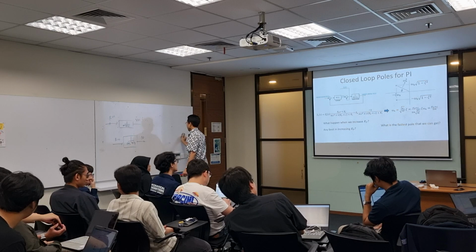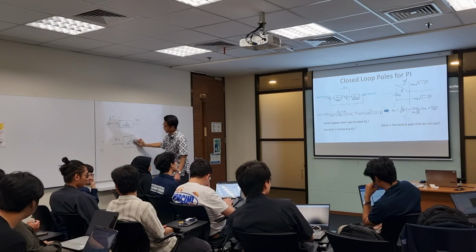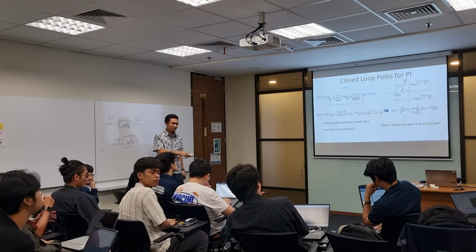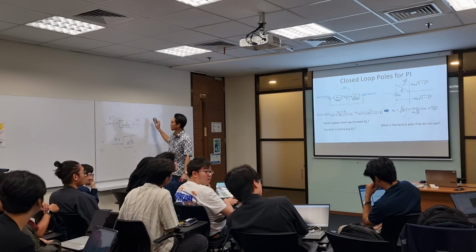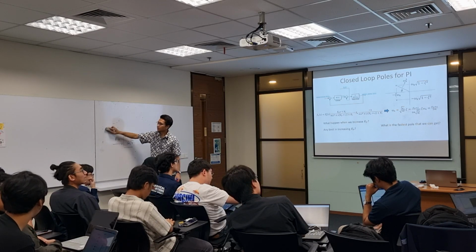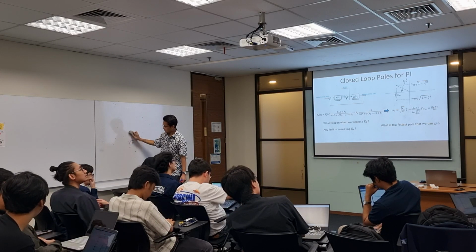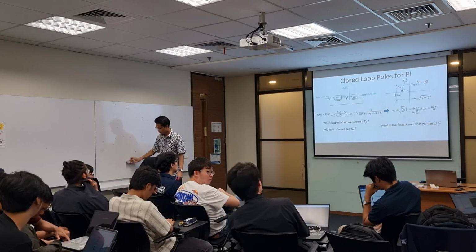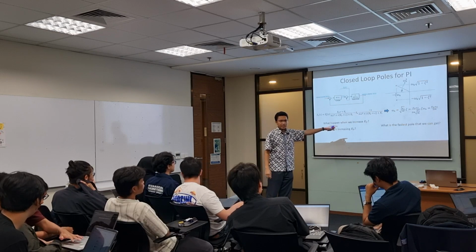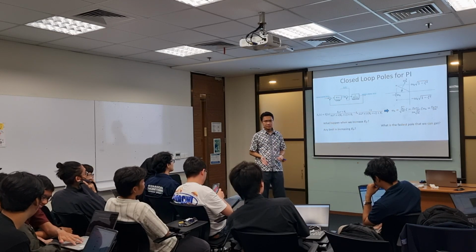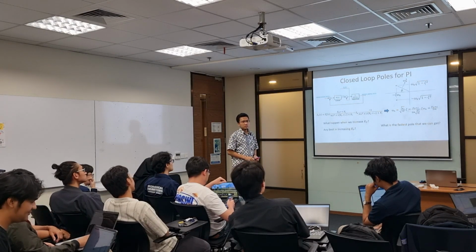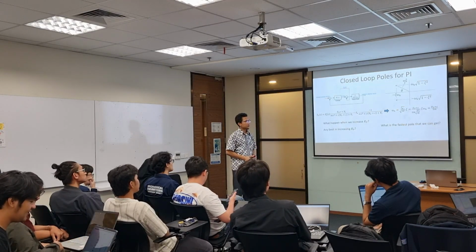Closest to zero. Fastest pole means the most dominant. No, not the most dominant, but the leftmost pole. The leftmost pole means the fastest. If you increase Ki, what happens? Increase Ki, omega n increases. No.